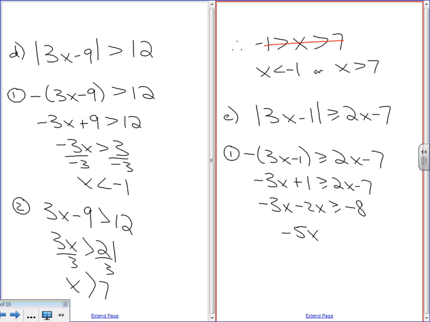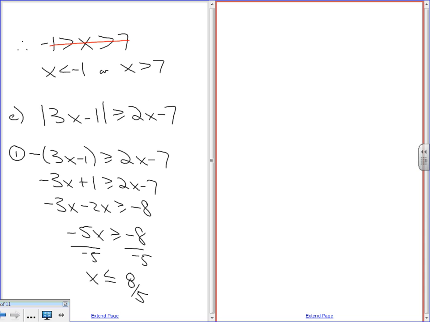Negative 5x is greater than or equal to negative 8. Divide both by negative 5. And I get x is less than or equal to, because I have to change the direction of the sign, 8 over 5. So my first answer is x is less than or equal to 8 over 5. Now my next case is when I write down the positive of what's inside the absolute value. Collecting like terms on either side, x is greater than or equal to negative 6.